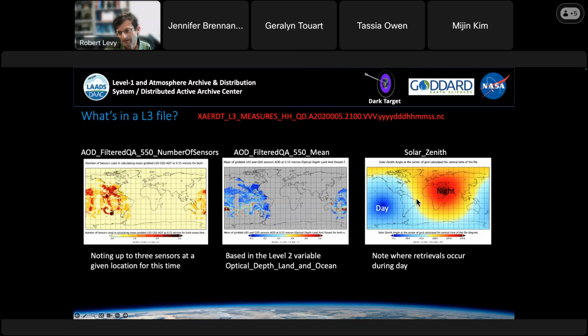And then finally, again, we calculate offline, but it's in the file, the solar angles for the whole globe. And you can see where it's daylight and where it's nighttime, where we have a possibility of having a daytime retrieval. Anyway, so those were all the different slides that I had to share. I think next we'll have some demonstrations of how to actually get some data.